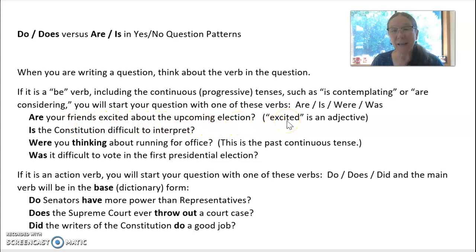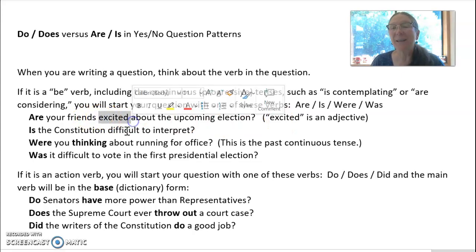In this case, excited may look like a verb, but it's an ed adjective. You can take out the word excited and put in happy to test whether it's an adjective or not. You can say, are your friends happy about the upcoming election? Yeah, that works. So excited is an adjective there.